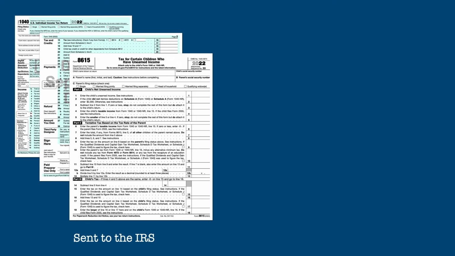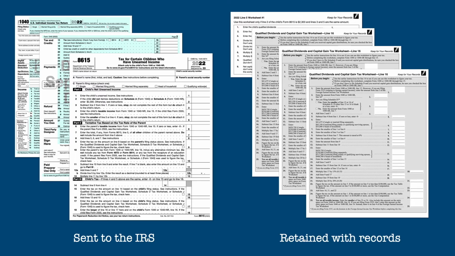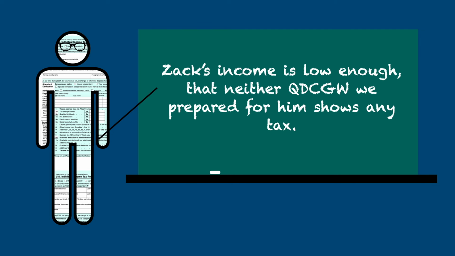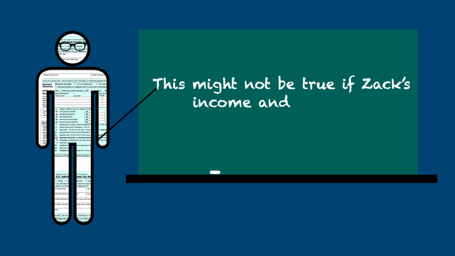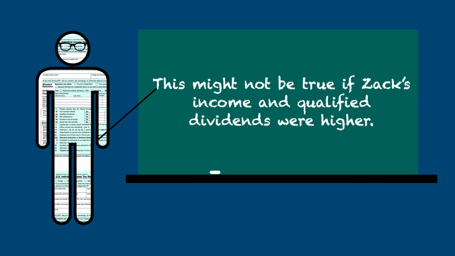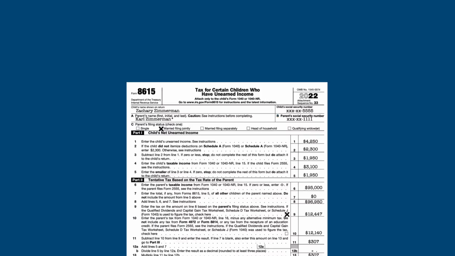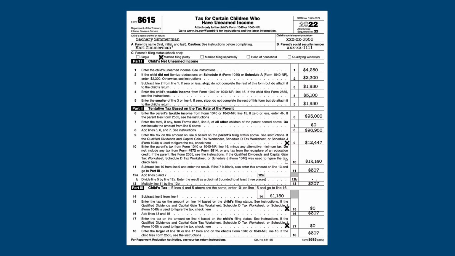Only the Form 1040 and Form 8615 are sent to the IRS. Carl and Dorothy keep the worksheets with their records in case the return is questioned. Zack's income is low enough so that neither QDCGW we prepared for him show any tax. This might not be true if Zack's income and qualified dividends were higher. And please don't try to do this on paper. The purpose of this video was to give you an understanding of where the figures come from and how the calculations are made. Because believe it or not, there are still details that I didn't cover.